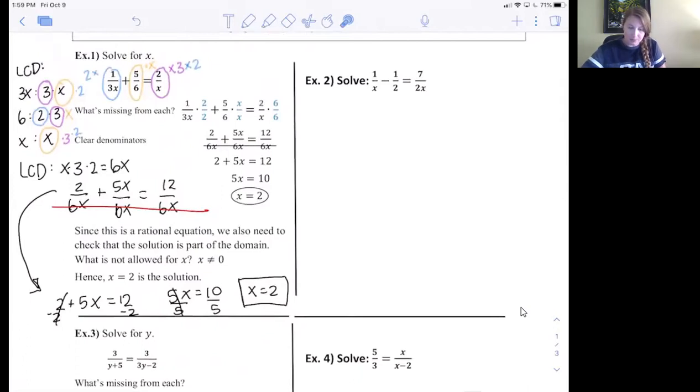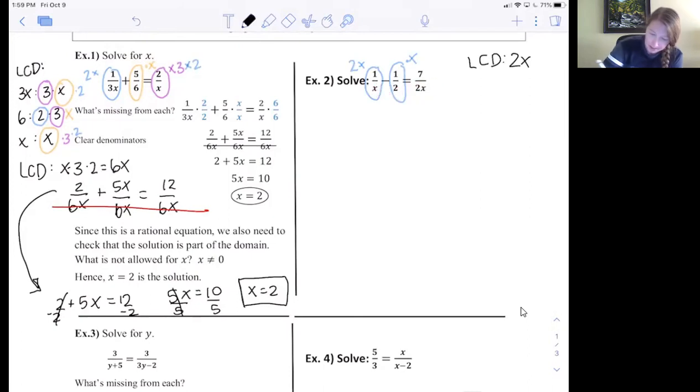Okay, so this problem is very similar, so I'm just going to do it really quick. I look here and I see that my LCD is 2x. The reason being is that I can times this thing by 2 and this thing by x, and that will both give me 2x in the bottom, which is what I have here.